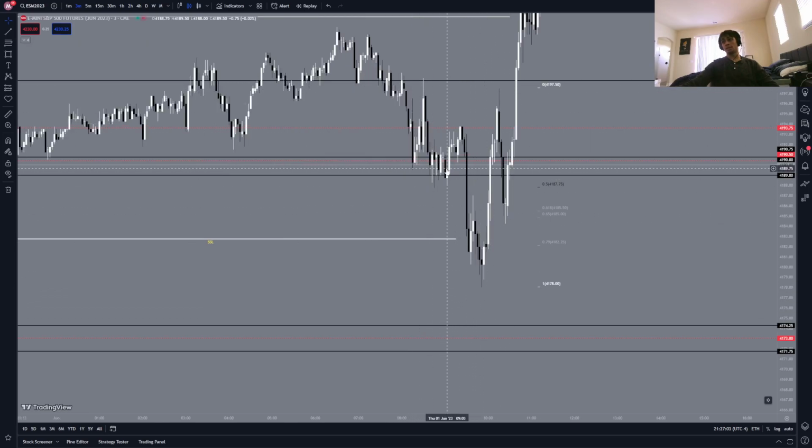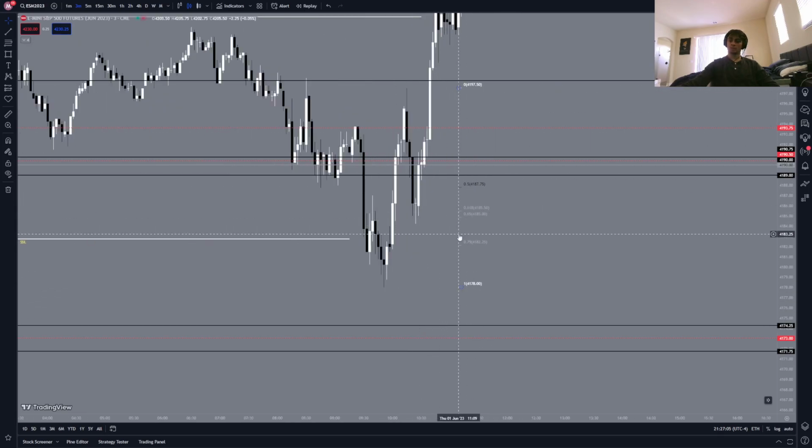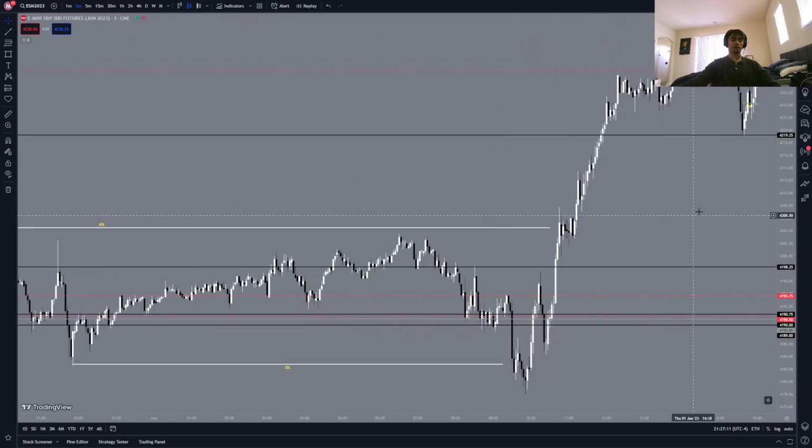But you also don't see it all the time, right? It's not extremely rare, but when you do see it, it's something you want to be aggressive on and take that entry.